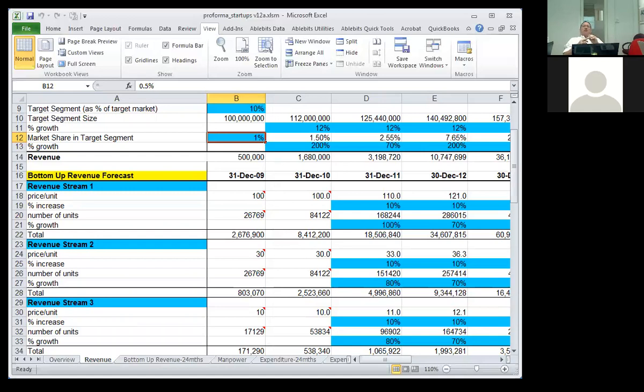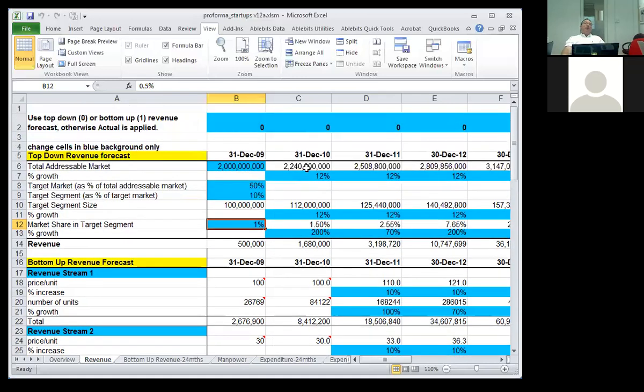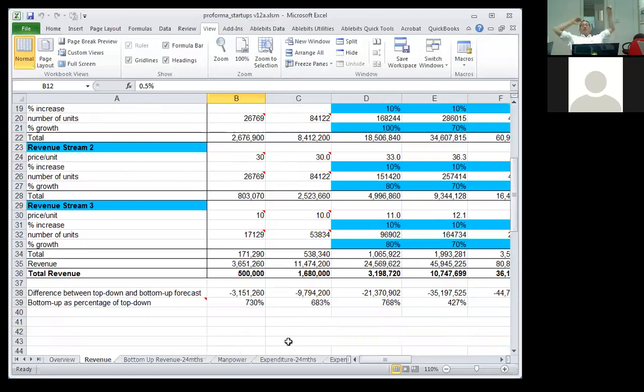The one thing is there are a lot of dependencies in this model across different sections. So if you try to take something out of this model and put it in a different model, make sure you pay close attention to all the different references. Okay, so we did the top-down, bottom-up revenue forecast, and now we go to step 2.